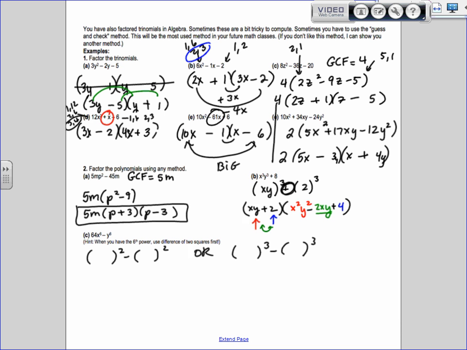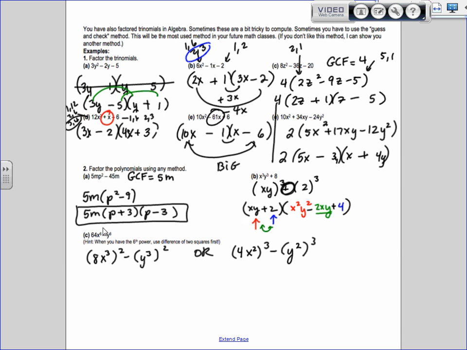If you look at it, 64 is really 8 squared. So it's 8x cubed quantity squared minus y cubed quantity squared. That would be the difference of two squares format. But I could have also written it as the difference of two cubes. I could have said, well, 4 cubed is 64, so 4x squared cubed is 64x to the 6th. Does that make sense? And then this would be y squared cubed.